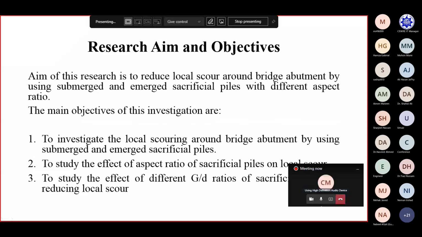Research aim and objectives. The aim of this research is to reduce local scour around bridge abutment by using submerged and immersed sacrificial piles with different aspect ratios. The main objectives of this investigation are to investigate the local scour around bridge abutment by using submerged and immersed sacrificial piles, to study the effect of aspect ratio of sacrificial piles on local scour, and to study the effect of different G by D ratios of sacrificial piles on reducing local scour.